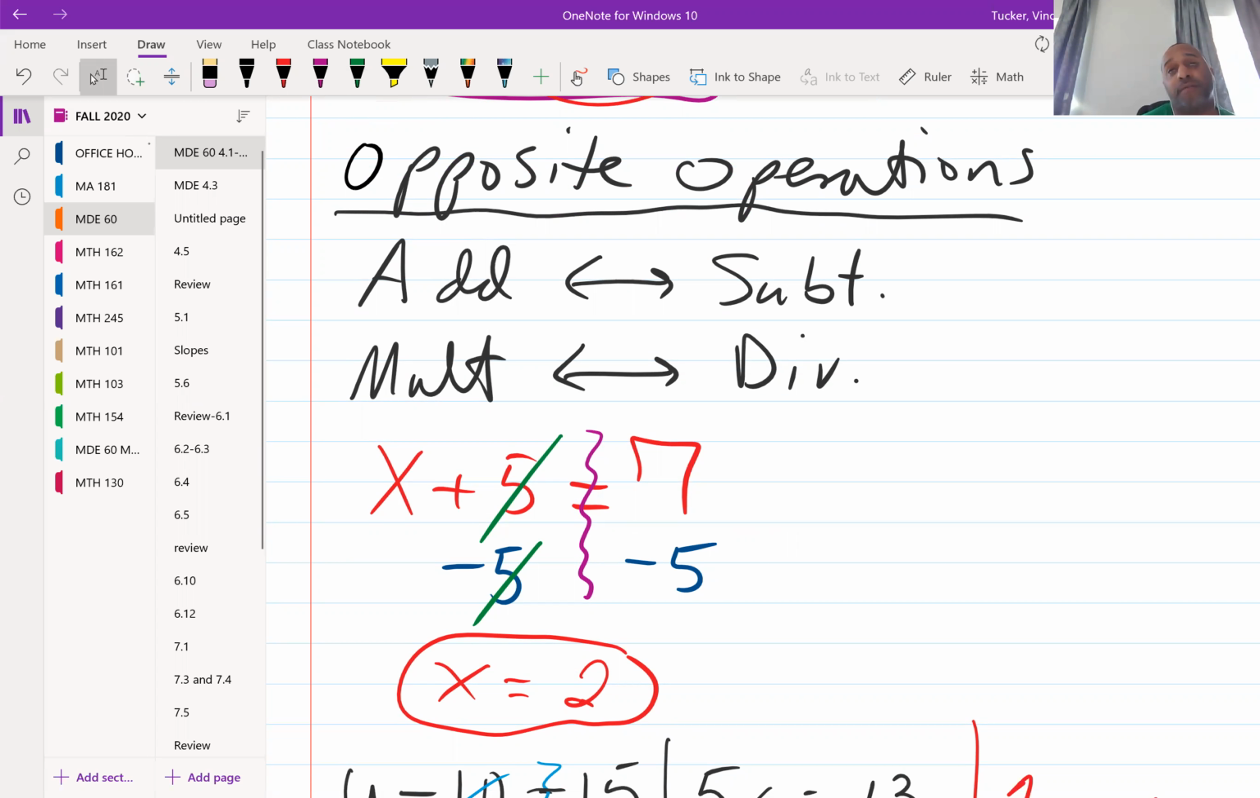And so that is the foundation of solving your equations. Your goal is to get x by itself. And the way you go about doing that is by performing the opposite operations that are being applied to the variable that you're trying to solve for.